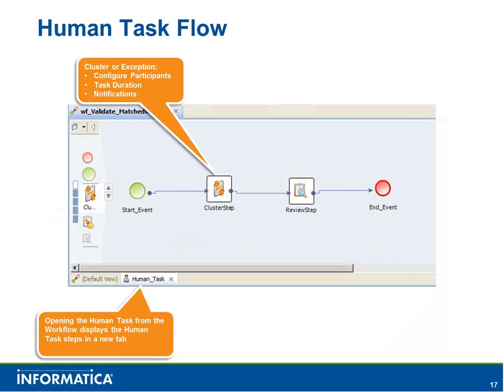Obviously we have some records here that didn't score high enough for us to decide to automatically merge them, but not low enough that we want to reject them. So we're going to use our end users to make some decisions based on those, and then they can process them further. And within this we can configure participants, we can set the task duration, and we can set our notifications as well.